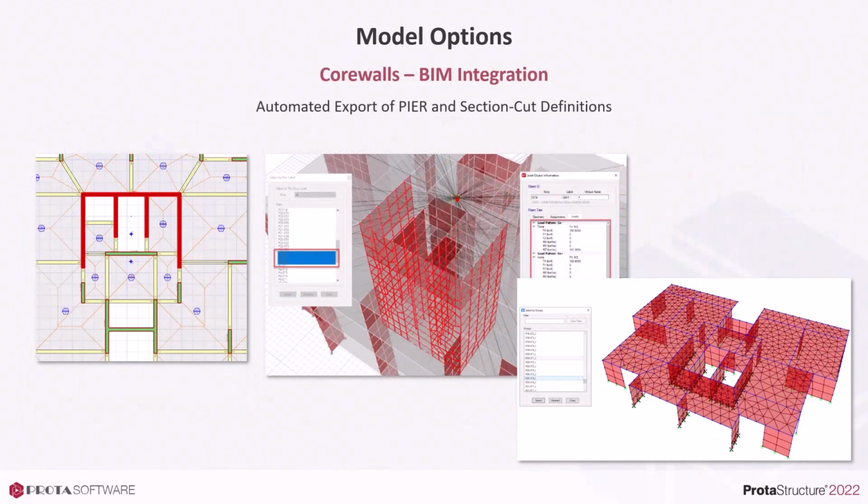Core walls are assigned separate pier definitions similar to rectangular walls. Groups and section cut definitions for rectangular walls and core walls are now automatically communicated to other structural analysis software for your convenience.